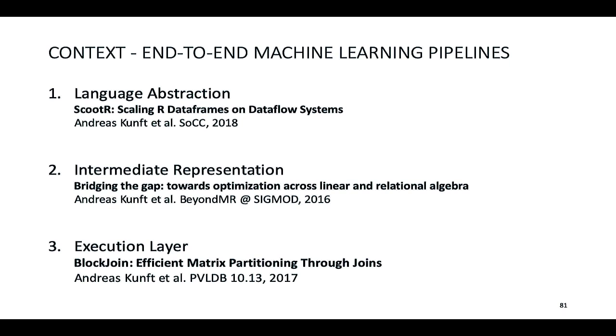In general, this is part of a bigger line of research I've done in end-to-end machine learning pipelines. We try to tackle problems in basically three layers. From the language abstraction, where you want to provide convenient abstractions for users to program in, like convenient languages for data flow systems. We also try to have an intermediate representation that covers linear and relational algebra and enables such optimizations as I showed you today. And at the execution layer, we focus on operators specialized at these intersections in end-to-end machine learning pipelines. And with that, I'm happy to answer questions.